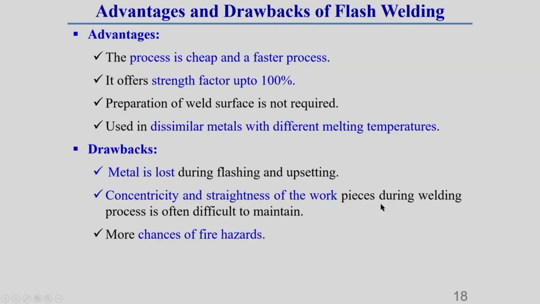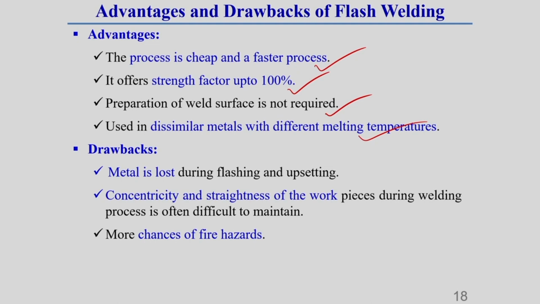Now, I am showing the advantages and drawbacks of this flash welding process. This process is cheap and faster. It offers a strength of around 100%, that means its strength is close to its parent material strength. Preparation of the weld surface is not required. Dissimilar metals with different melting temperatures can also be welded using this flash welding process.